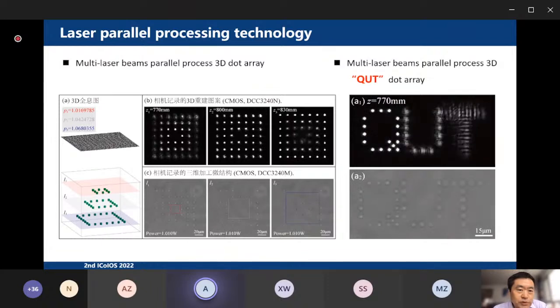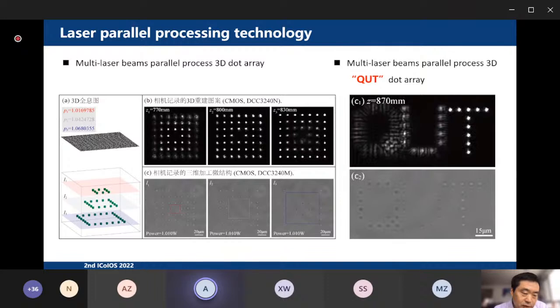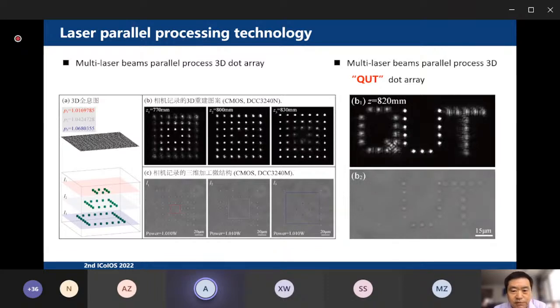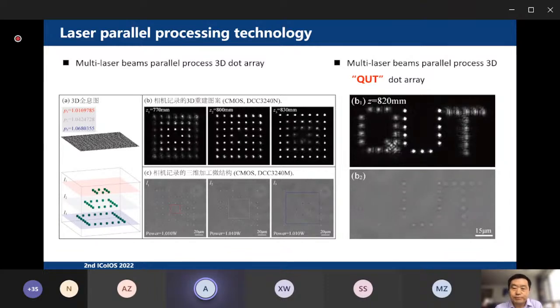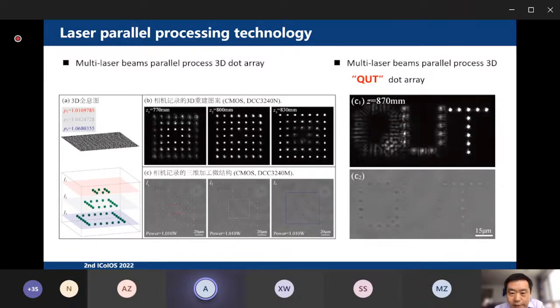And also a 3D dot array. Before, we processed on the same surface. So now this is on three surfaces, surface 1, surface 2 and surface 3. So there are different numbers of dots. And this is the QT dot array, also on 3 different surface layers. So next, please.